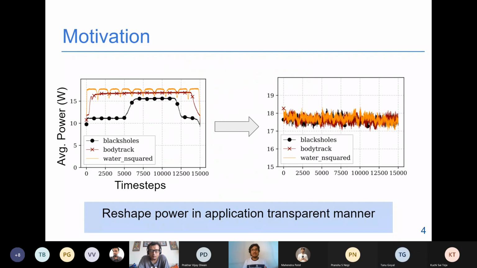Now, our goal is to reshape power so that the graph on the left is transformed to the graph on the right. Just by measuring power, Eve should not be able to find out which application was running on Alice's computer or any other sensitive data.